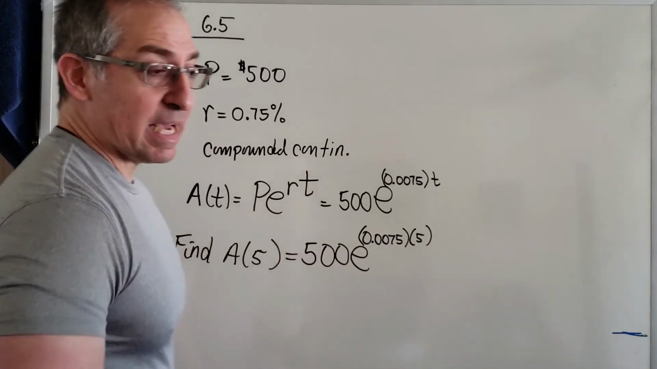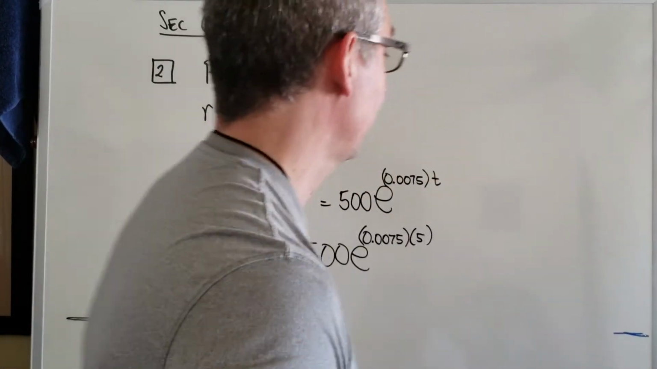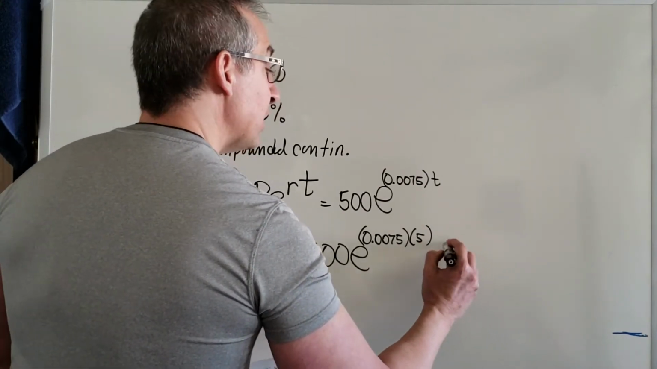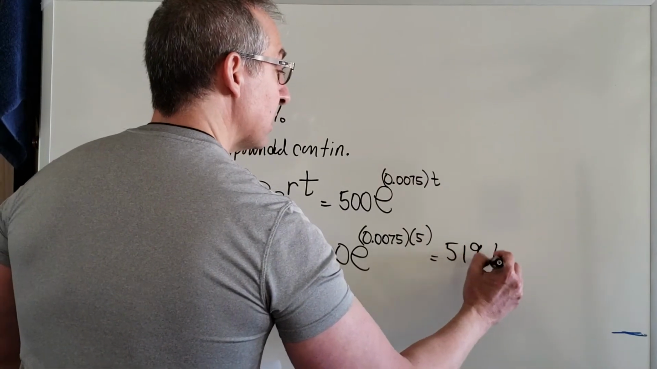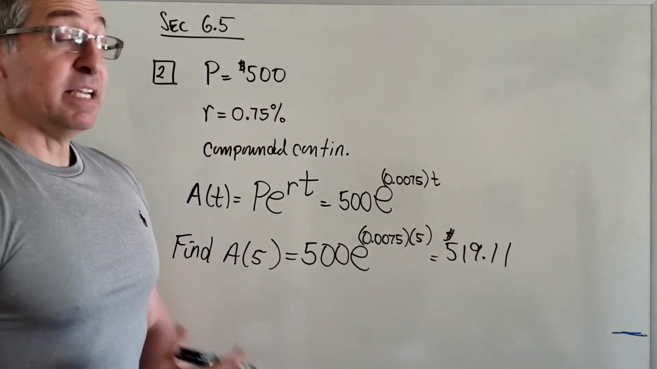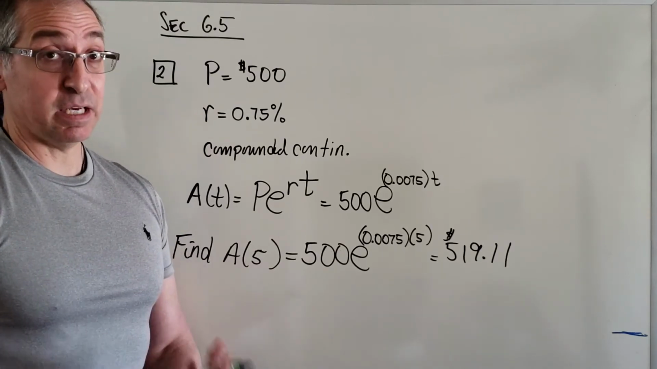So I worked this out on a separate piece of paper, and this winds up being $519.11. Now, like I said, the other part of the problem is how long is it going to take for this initial amount to double in size?